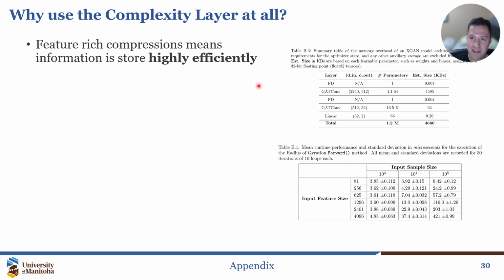So here's something that comes up naturally, which is: why use the complexity layer at all? You have a vanilla layer, which does not include complexity. There's obviously a cost to incorporating the complexity. There's obviously a cost of me working on it.